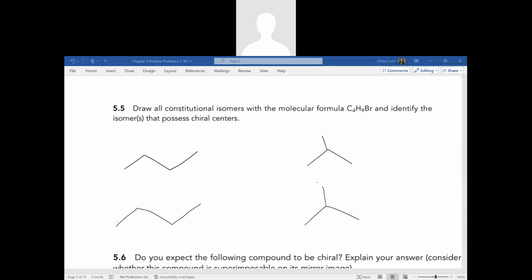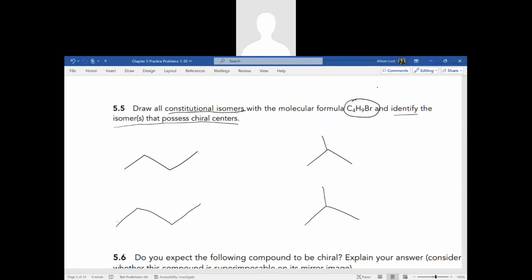In Chapter 5, Problem 5, we are asked to draw all the constitutional isomers with this molecular formula, C4H9Br. So we're going to have 4 carbons that we can arrange. We're given the hydrogens to fill in the octet, and then 1 bromine atom to place in various locations. So we are going to strategically approach this question to draw these constitutional isomers. And then we're asked to identify if any of the isomers, or more than one, possesses a chiral center.